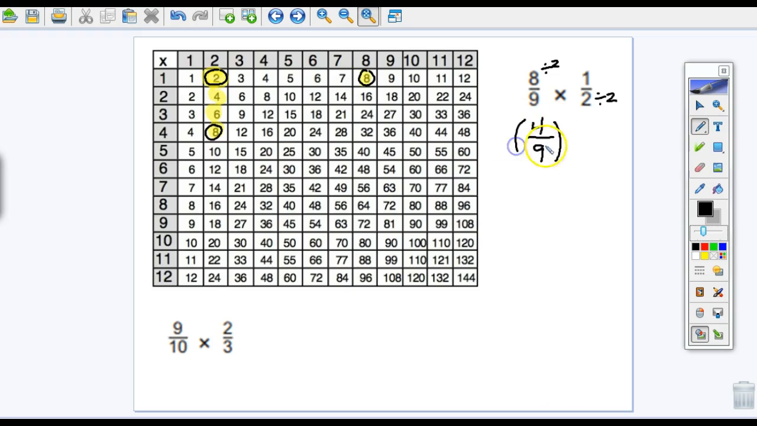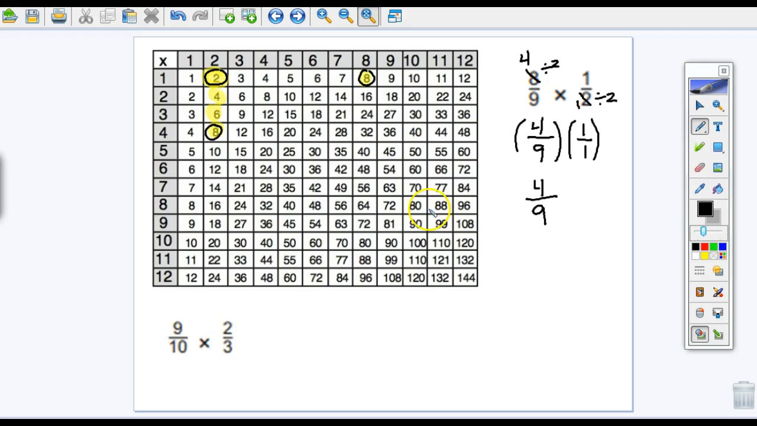And remember, we're using parentheses or the point. 1 I don't change, but 2 divided by 2 becomes 1. So if I'm multiplying 4 times 1 and 9 times 1, my answer becomes 4 over 9. It's simplified. By cross-canceling, 8 divided by 2 became 4. 2 divided by 2 became 1. There's my new problem. So let's look at this one down here.